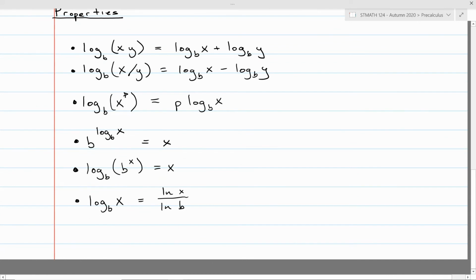The last property is called the change of base formula. This tells you how you can change logs with base b into logs with base e, in other words, the natural log. In calculus class, natural log is the very best log. So we often want to convert things into natural logs, and this is the way that we convert.